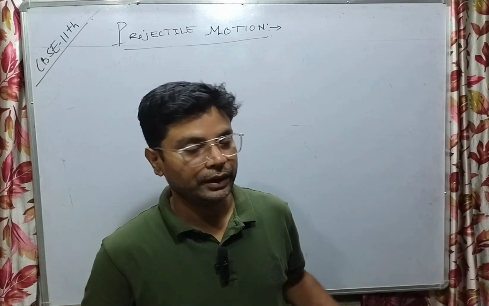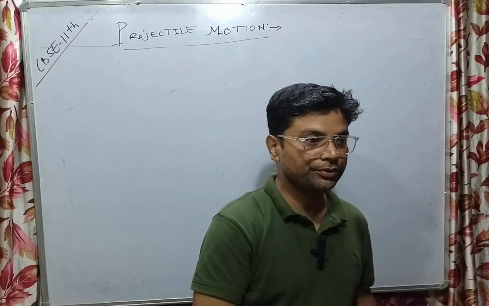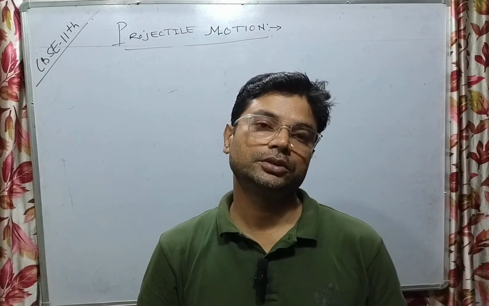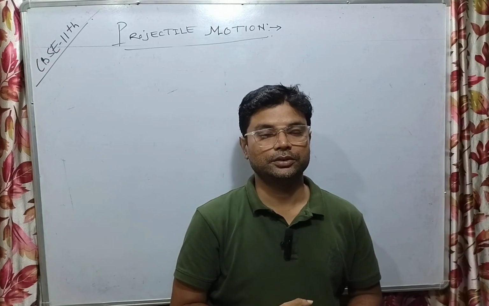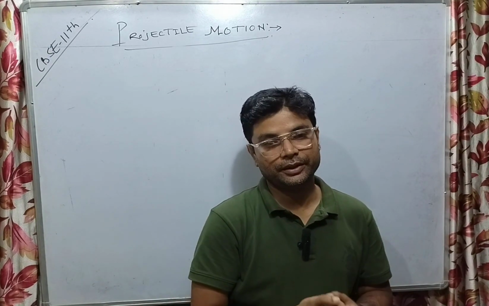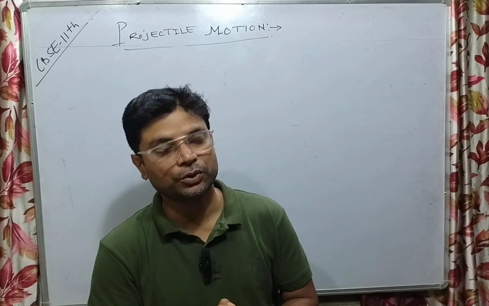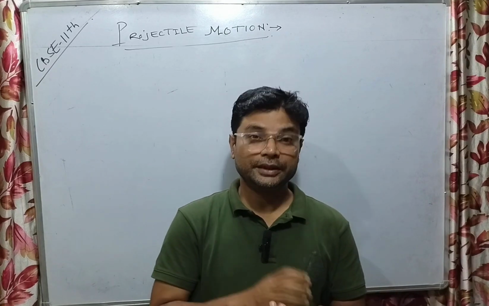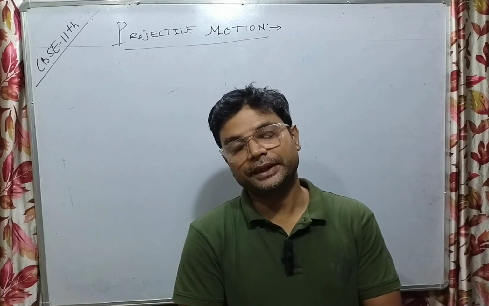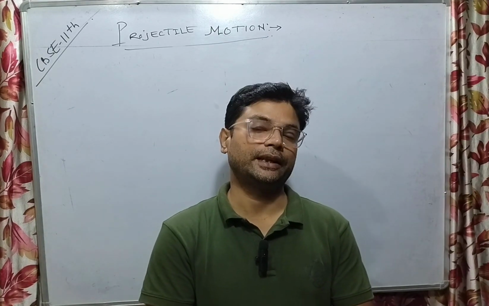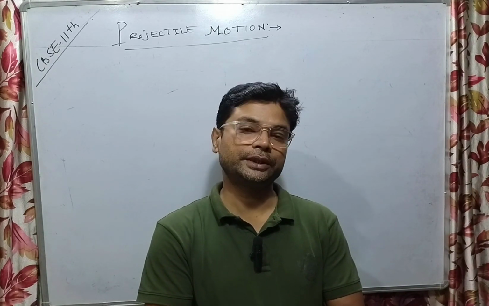Today we are going to discuss projectile motion, a topic from class 11 physics, chapter Motion in a Plane. I will discuss projectile motion part by part. Simply, what is projectile motion? When an object is projected near the surface of the earth making an angle, then the object is said to be a projectile, and the motion the object possesses is called projectile motion.